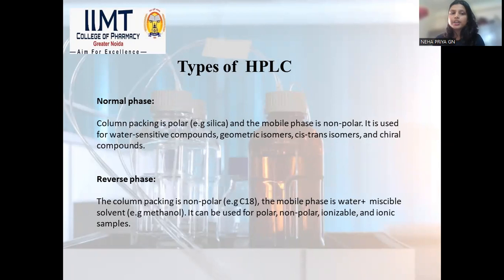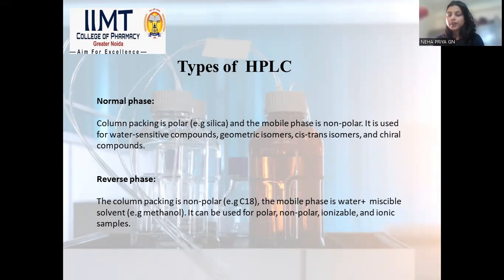Column packing is polar in normal phase. It is mostly made up of silica, and the mobile phase is non-polar. It is used for water sensitive compounds, geometric isomers, cis-trans isomers, and chiral compounds. The second one is reverse phase. The column packing is non-polar, that is C18. We have used it as the column. The mobile phase is mostly water or miscible solvents, for example methanol. It can be used for polar, non-polar, ionizable, and ionic samples.